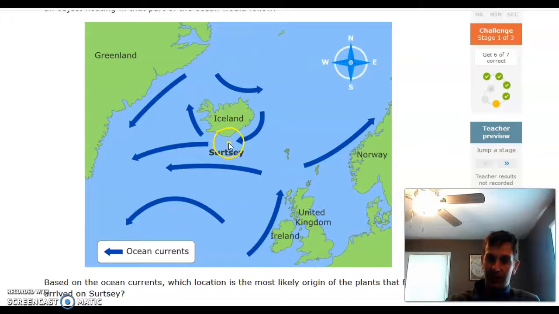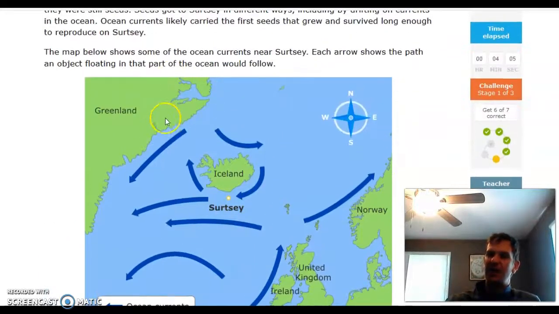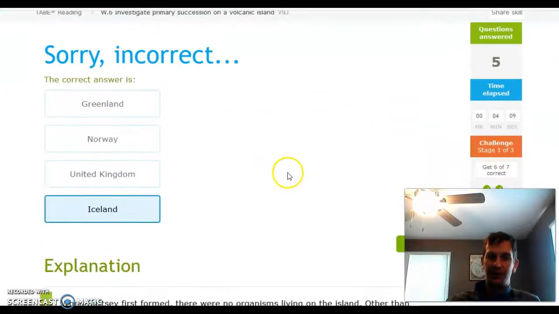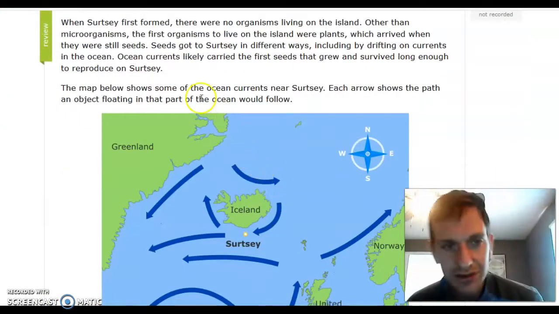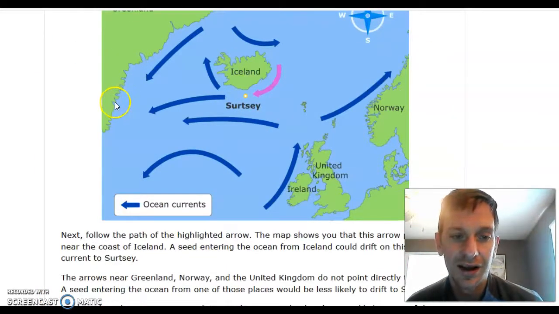It obviously got here from this way, or did it? Because it looks like Greenland is going this way. So what can be carrying it out? Or is it coming from United Kingdom up and over to Circe? I still think it's Greenland, but it could be United Kingdom. Yep, it's Iceland, huh? See, I interpreted that wrong. So, I got it wrong too.